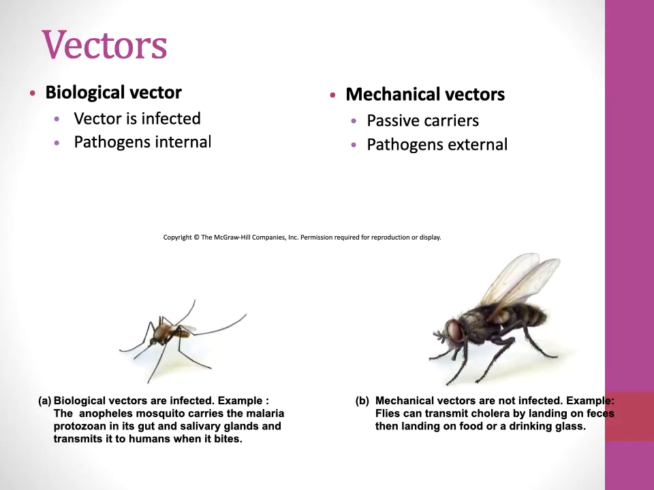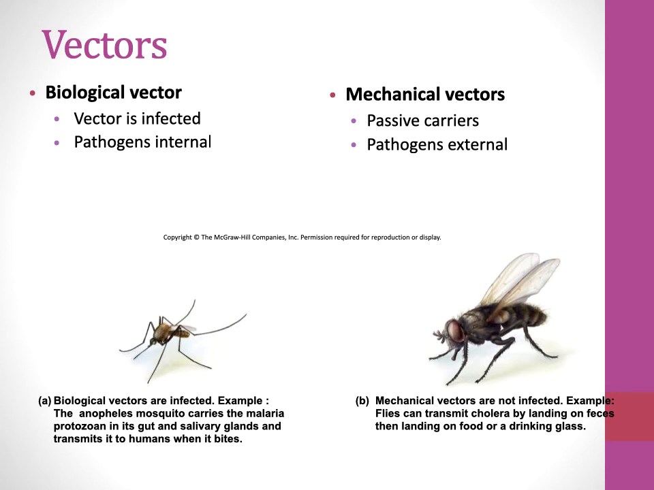When we look at vectors, vectors can be biological vectors or mechanical vectors. So with biological vectors, these vectors are actually infected. The pathogen is going to be inside of them. And so an example of that would be mosquitoes. So mosquitoes, right now, like Triple E is really big, but West Nile, those are actually inside of the mosquito. And so when the mosquito bites, it actually regurgitates a little bit into you. And so that's when we can have transmission of those pathogens that are inside of the biological vector.